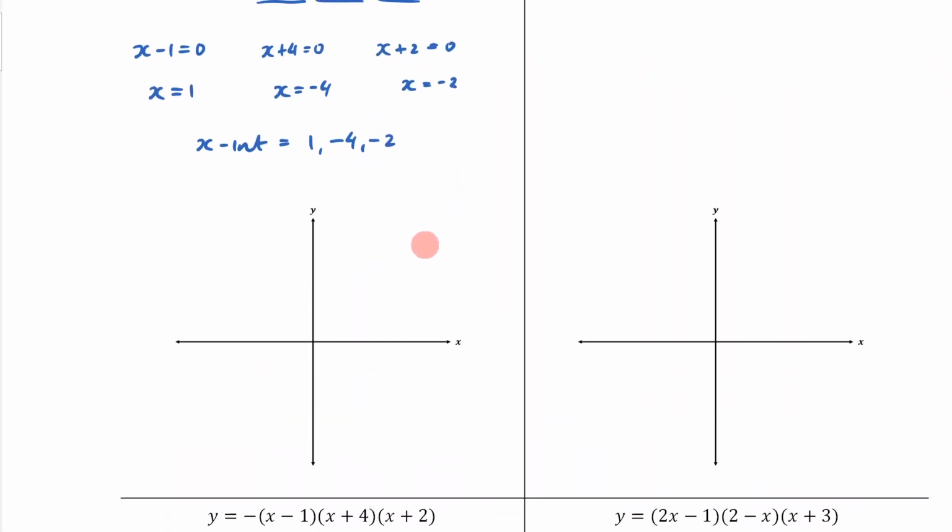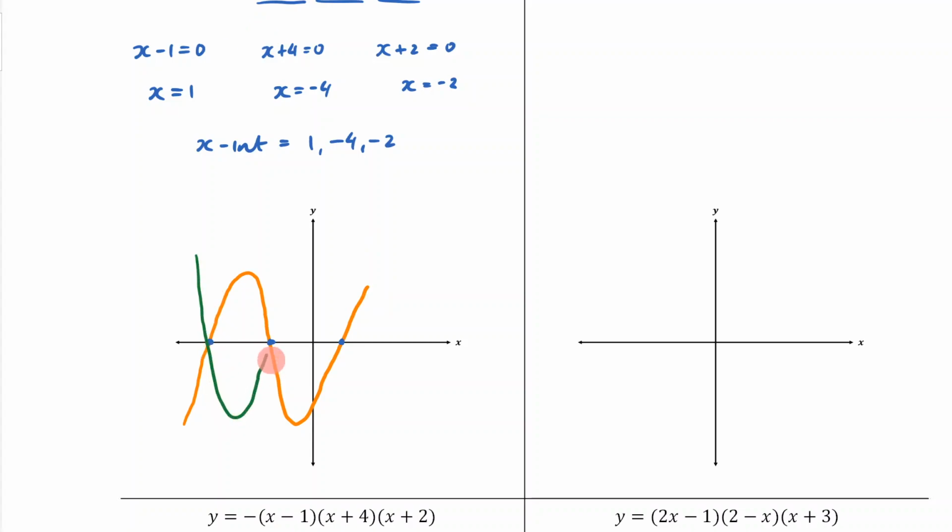I can now put those points on. So I'm going to have one here at negative 4, one at negative 2, and then one here at 1. Now I need to draw a line through these points. Now, hopefully you can see something here. I could draw it like this, up, then down, then up. But there's also another way I could draw it. I could draw it like this, down, then up, then down. So which way do I draw it? Do I go up, then down, then up? Or down, then up, then down? How do I figure out which way to do it?